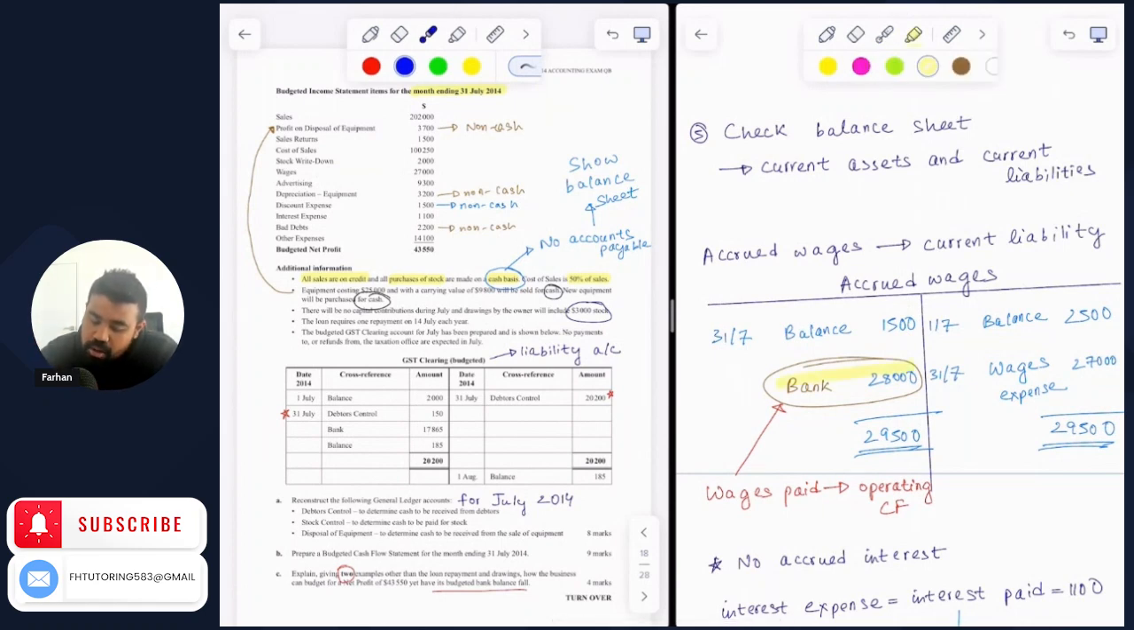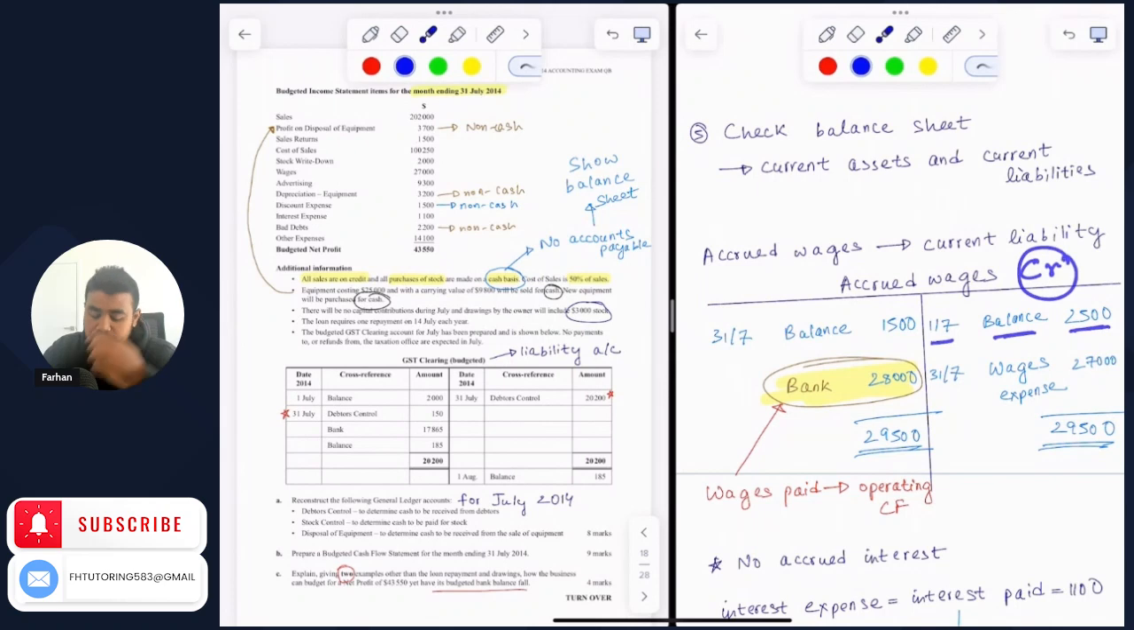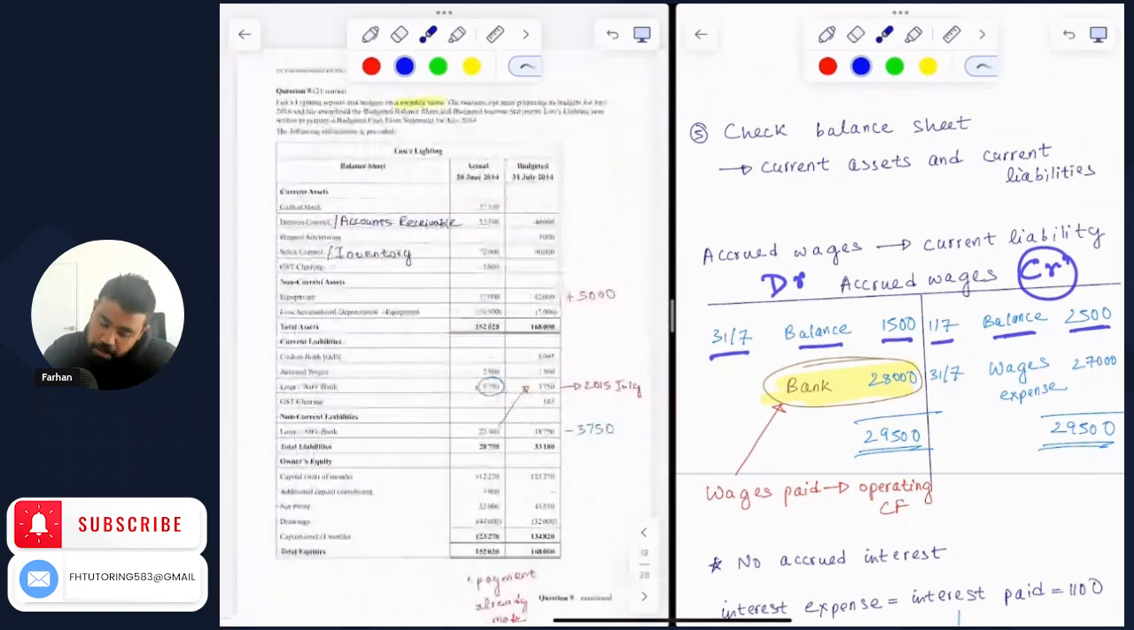And how do we do it? We again do a quick reconstruction of the ledger account for accrued wages. Accrued wages is a liability account, and by default, all liabilities should have an opening balance on the credit side. So you can see on the 1st of July, we are given the opening balance of $2,500 on the credit side, which means the closing balance is on the debit side on 31st of July, and that is $1,500 based on the figures we have been given in the balance sheet.